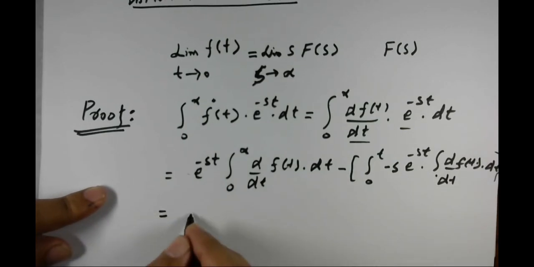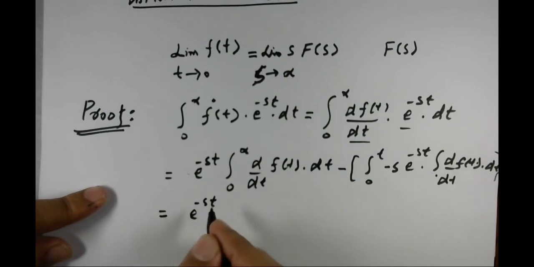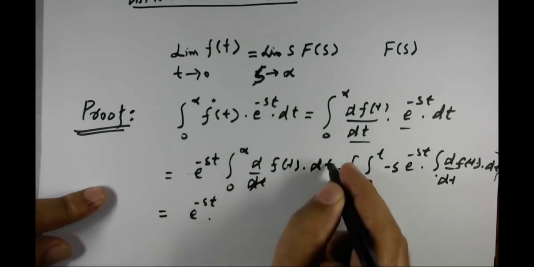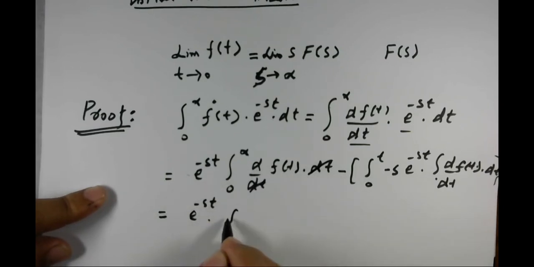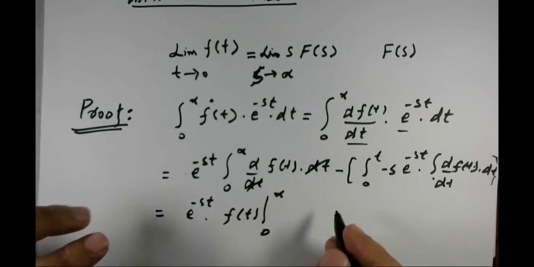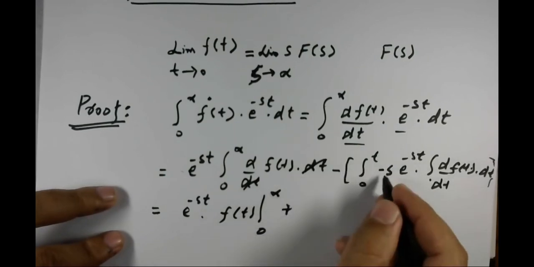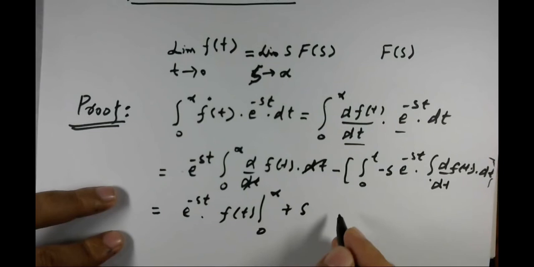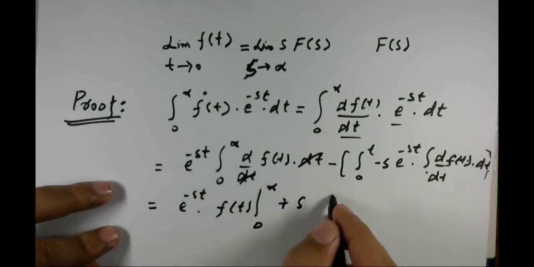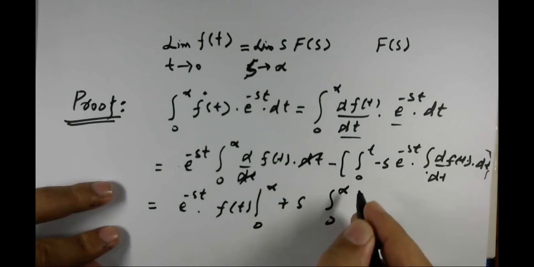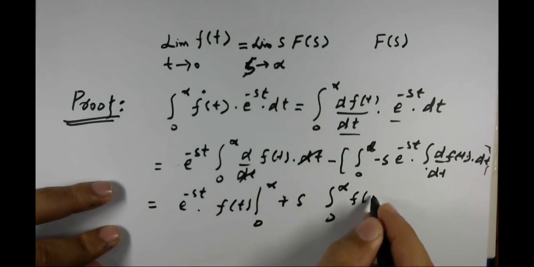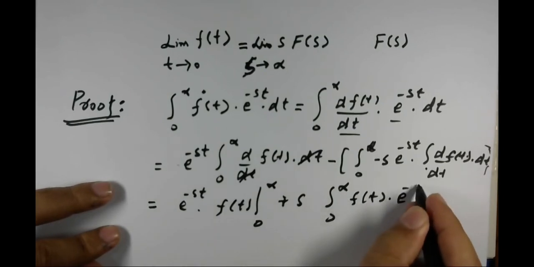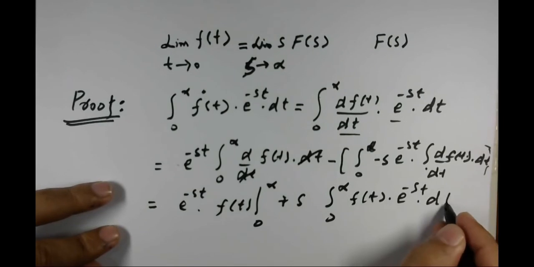So you can write it this way: e power minus st, times, we can cancel this d of t with d of t. This becomes df of t, and df of t gives you integral f of t, right? And this integral will be from 0 to infinity. Plus, we can take this s out, so this will be minus, so this will be plus s, and this will become 0 to infinity. Okay, this is 0 to infinity, and f of t times e power minus st dt.